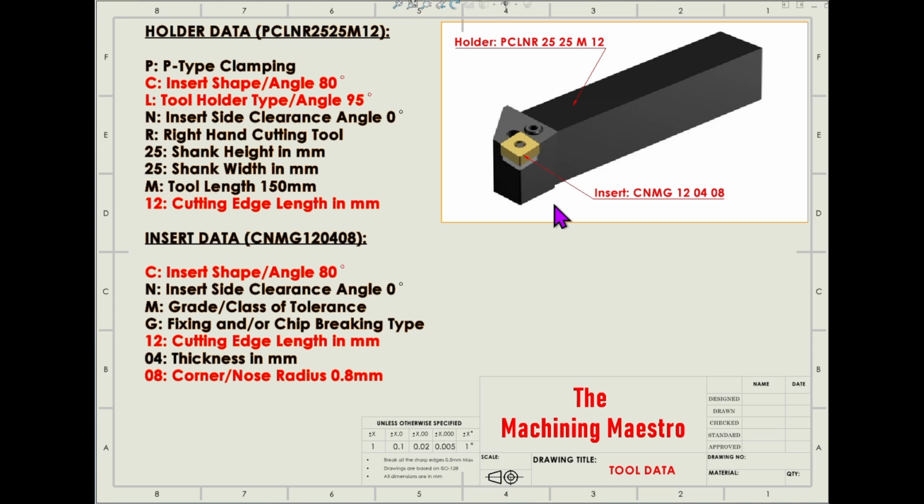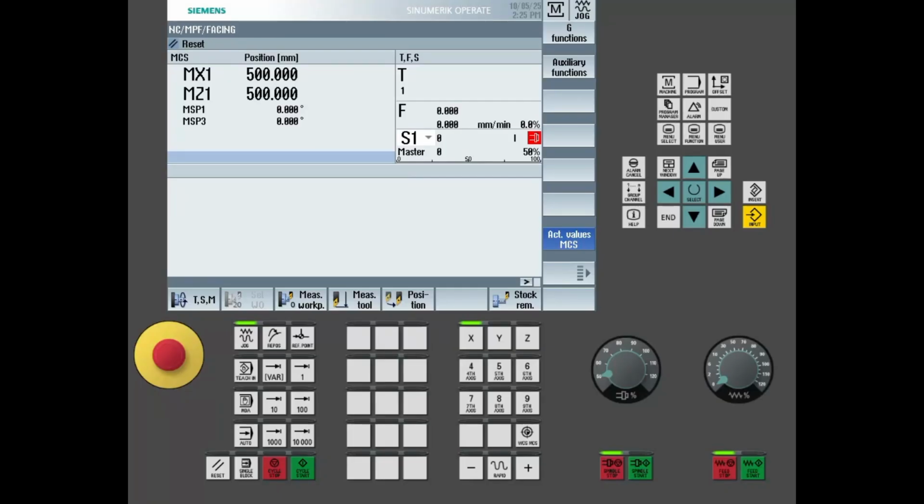So these are the information which we require to create the tool in our machine controller. So let's go and create the tool over there. Now this is your machine interface. We are going to create our new tool.